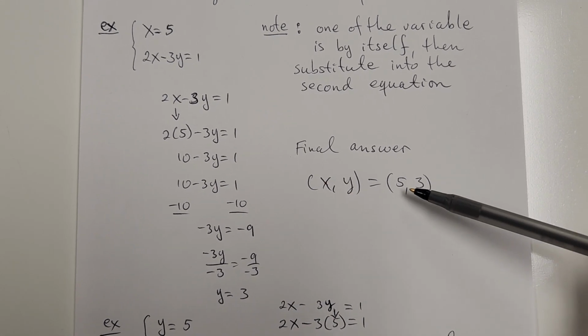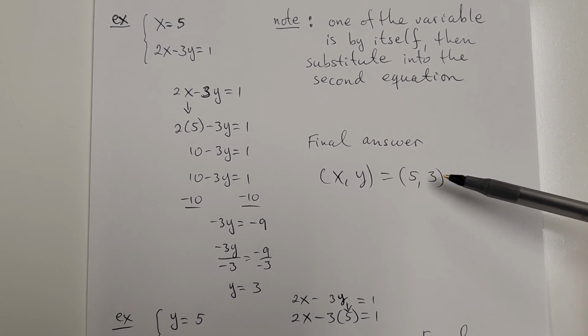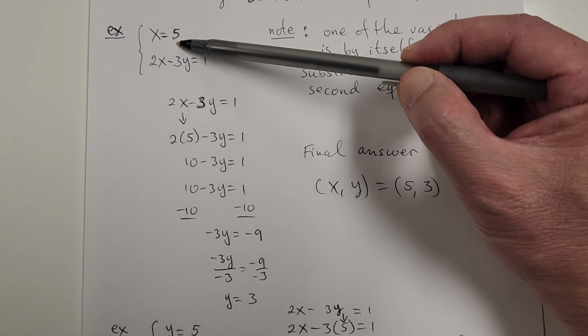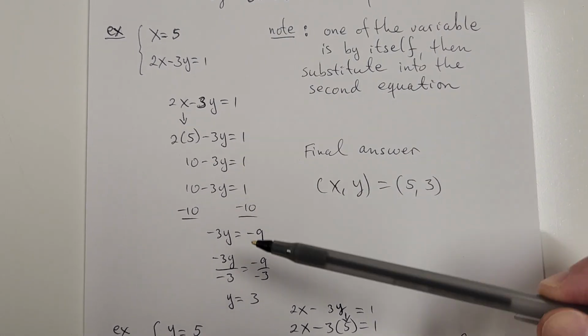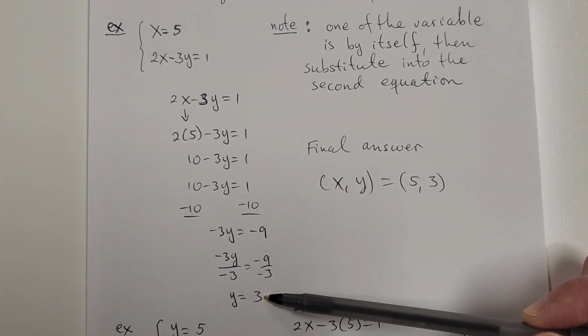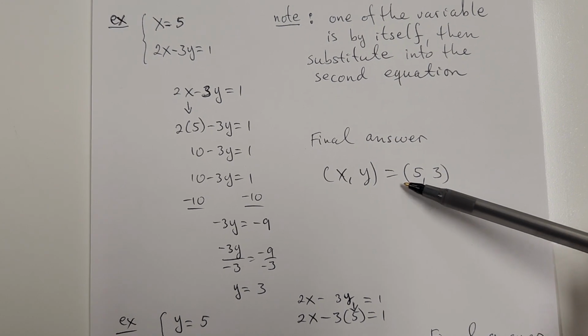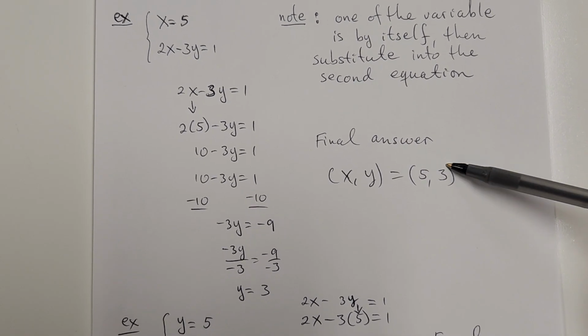So our final answer is 5, 3. One more time, this is already the answer. We already know what x is. Now we need to go find what y is. So the answer for this problem is 5, 3. Make sure you write x first and then y.